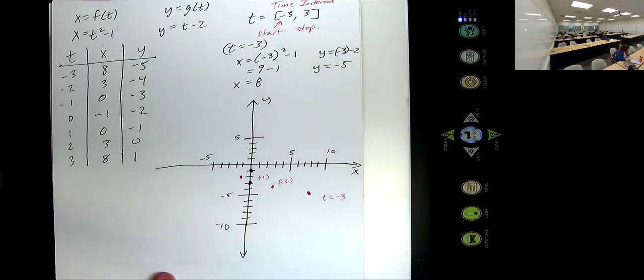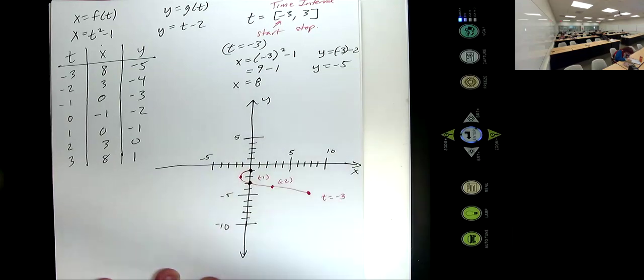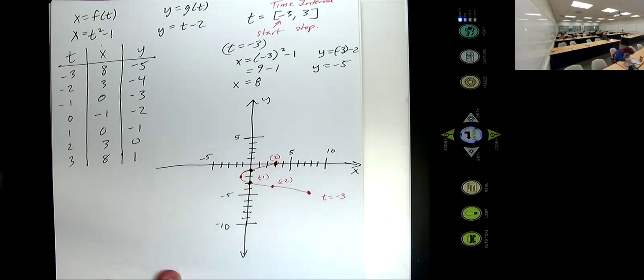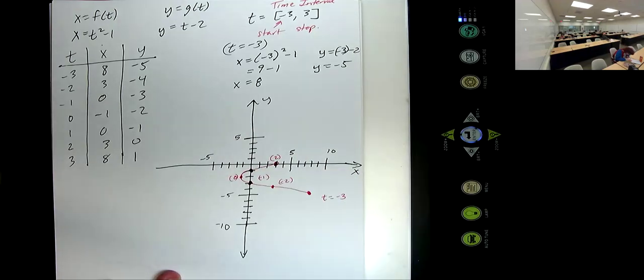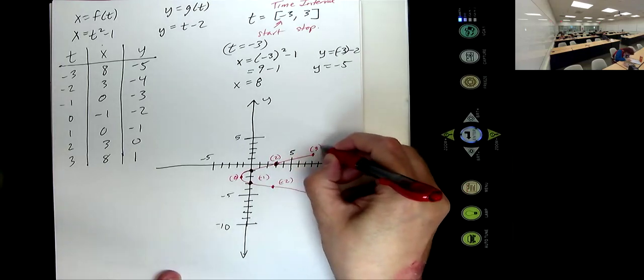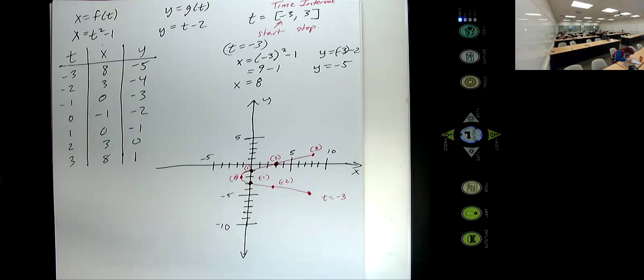Look at that, it's circling back around. So it's like we were doing this, but now it's doing something like that. And we've got 3, 0 puts us right there. So that's at timestamp 2. This was at 0. And 8, 1 is at timestamp 3. What kind of shape would this be? Does anyone remember the name of the shape? It's a parabola, like a sideways parabola, right?